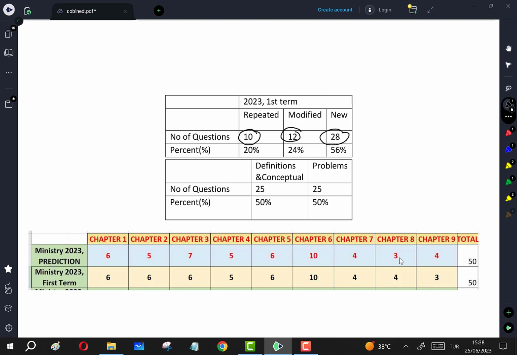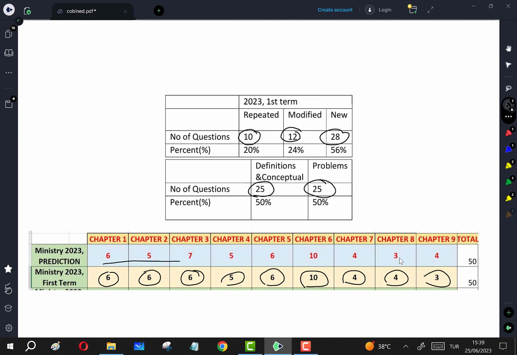Again, conceptual questions and definitions, 25 questions. Problems, 25 problems are in the ministry 2023 first term physics exam. And when we check the distribution of the questions to the chapters, 6 questions were from chapter 1, 6 questions from chapter 2, 6 from chapter 3, 5 from chapter 4, 6 from chapter 5, 10 from chapter 6, 4 from chapter 7, 4 from chapter 8, and 3 from chapter 9.